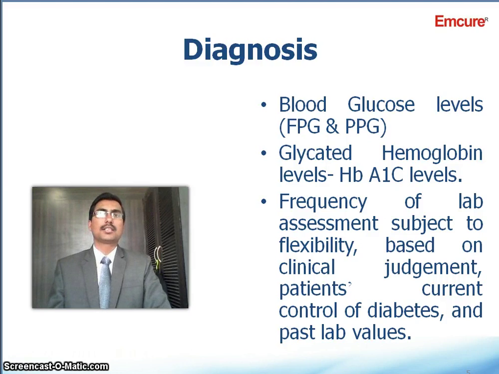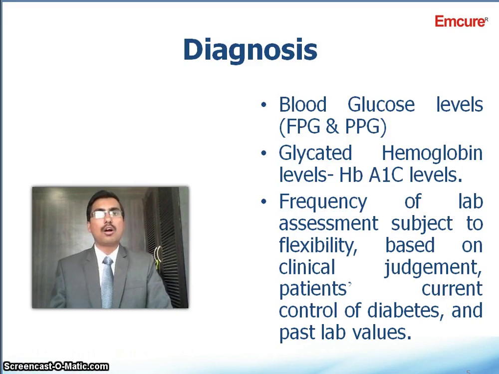Diagnosis of diabetes can be done by blood sugar level check. The blood sugar level checks are of two types. One is FPG, that is fasting plasma glucose, and PPG level check. PPG stands for postprandial glucose level check. Fasting plasma glucose level can be checked after 12 to 14 hours of fasting or overnight fasting. And postprandial glucose level can be checked 2 hours after food or heavy meal.